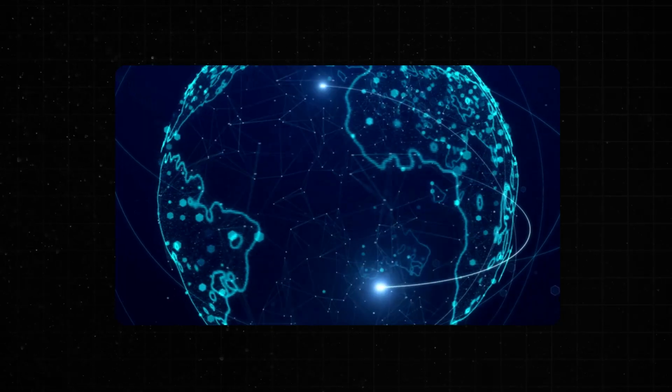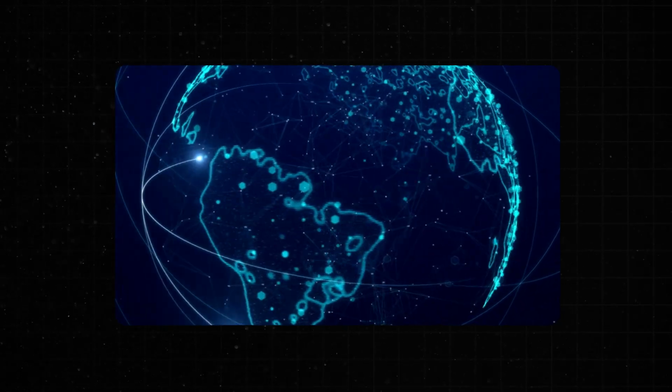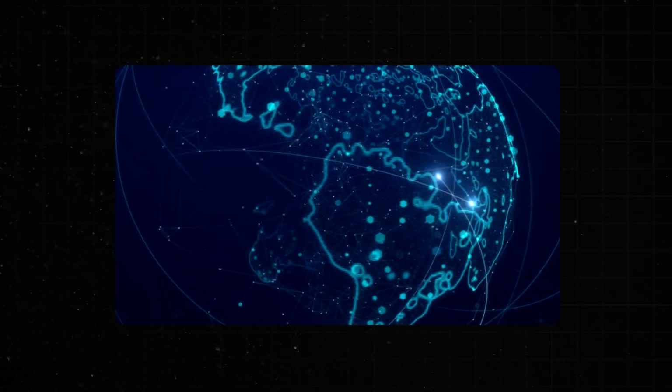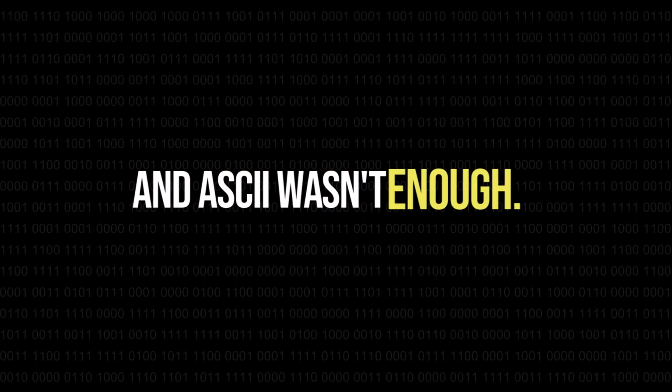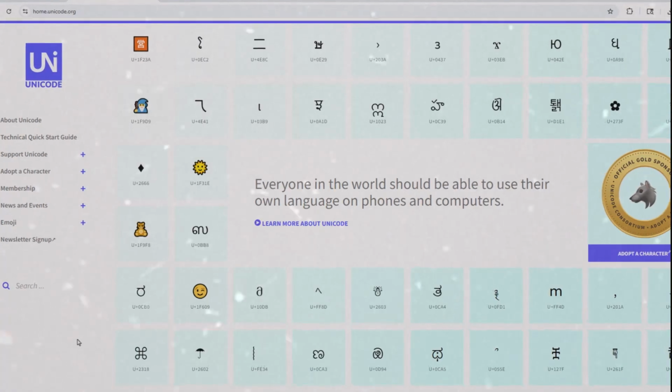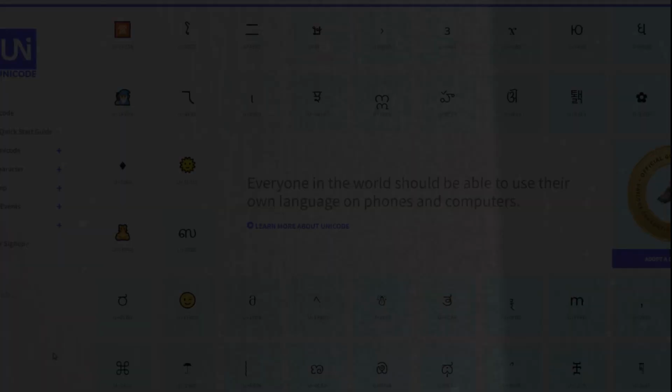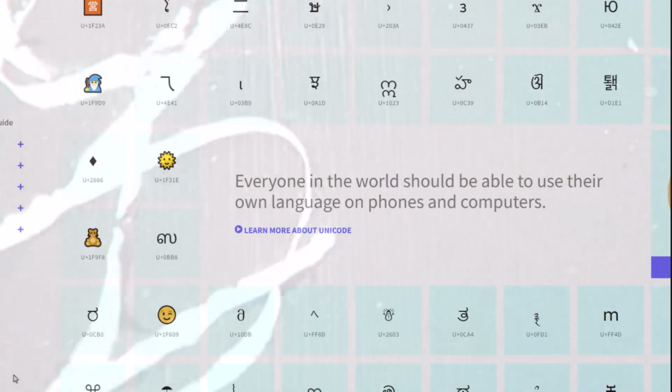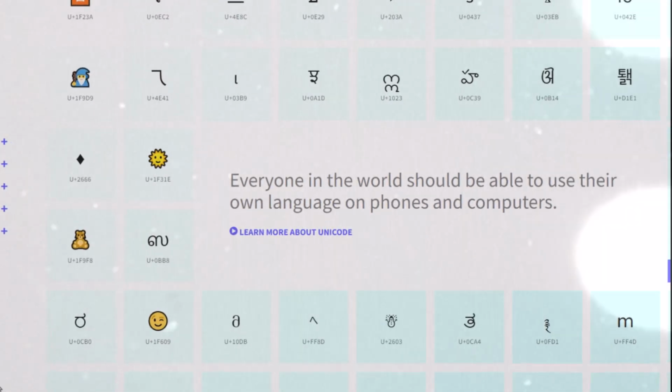Now, over time, as computers spread worldwide, we needed a way to include more languages and symbols, and ASCII wasn't enough. So in the early 1990s, Unicode was designed as a universal character set that includes every character from all the writing systems on Earth.